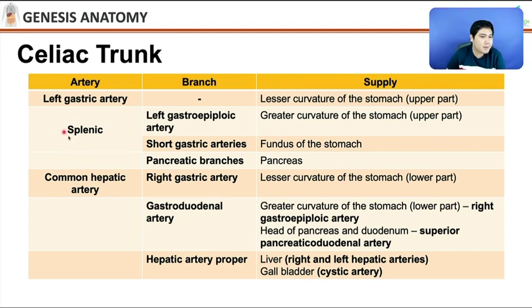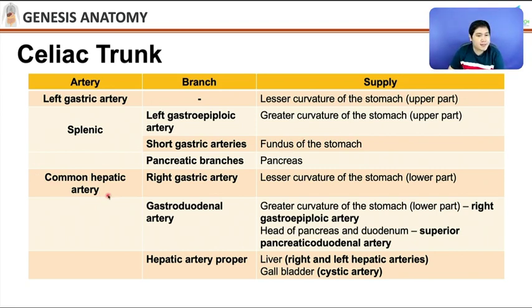Your splenic artery has three branches. The left gastroepiploic supplies the upper half of the greater curvature. Your short gastric supplies the fundus. And some pancreatic branches supply the pancreas.